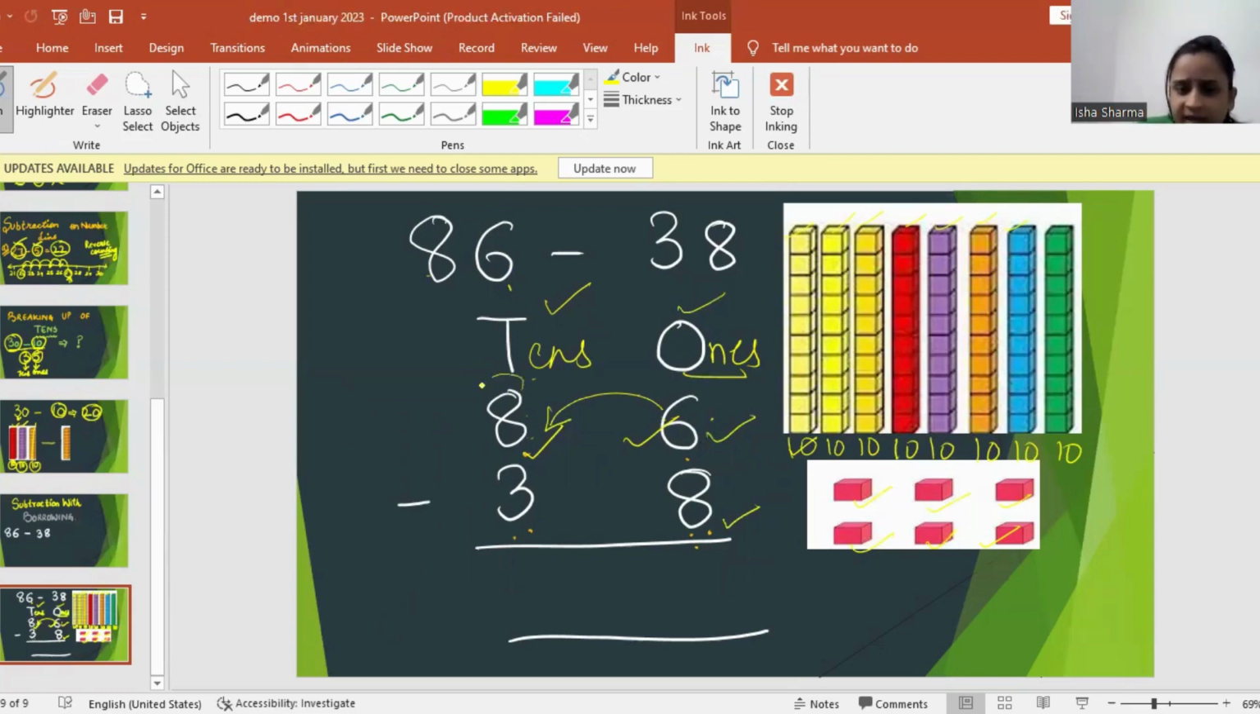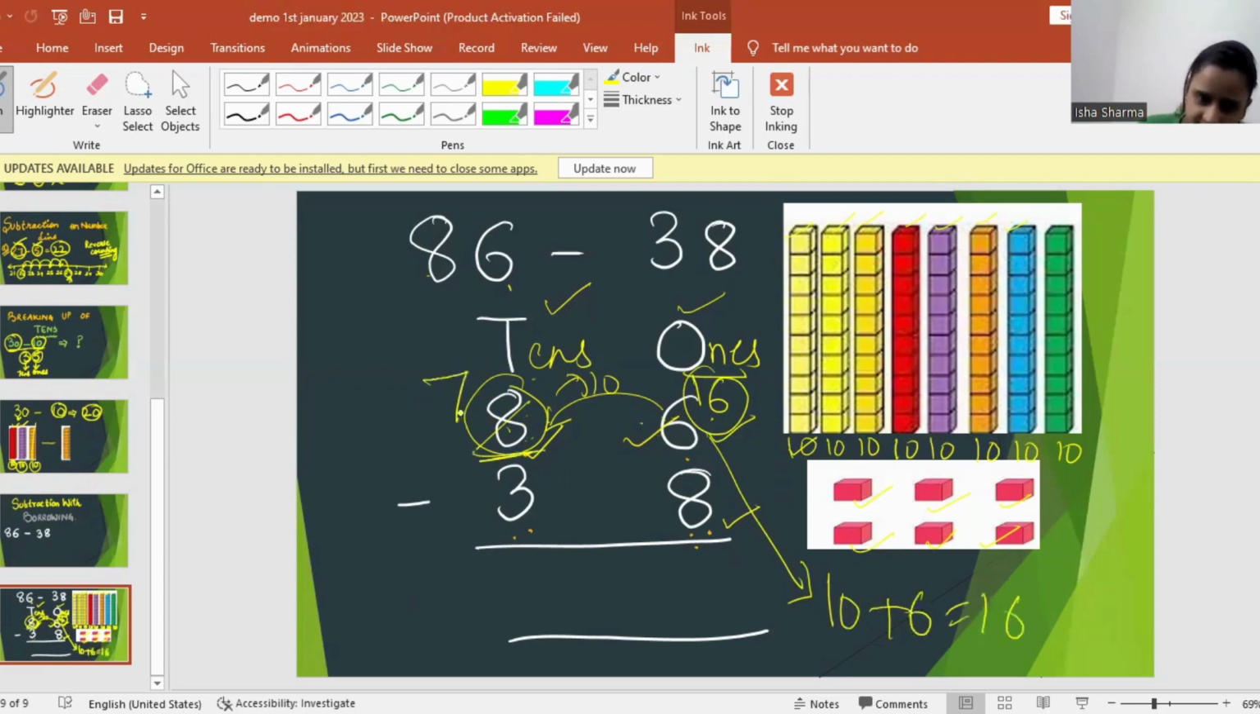The 8 already has 8 tens, right? So this 8 is ready to give 1 ten to 6. If this 8 gives 1 ten to 6, it will become 16. How will it become 16? 10 plus 6 is 16. And this 8 will become 7, 1 less, right? If this ten goes to the 6, how many tens are left? 1, 2, 3, 4, 5, 6, 7. So 7 tens are left. So here we will write 7.